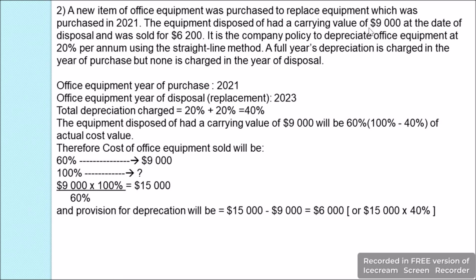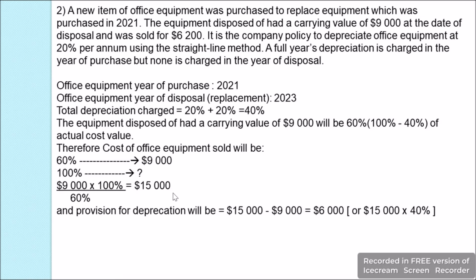And here the carrying value, that is the net book value, which is cost minus the accumulated depreciation, is given as $9,000. That means if 100% is cost, then we have already deducted 40% as depreciation and the value which we have here, 9,000, is 60%. We don't know the cost, so we will find the cost, that is if 60% is $9,000, 100% how much? So when we cross multiply this, it will be 9,000 times 100% divided by 60%, which will be $15,000. So now we know this is the cost of equipment which was sold.